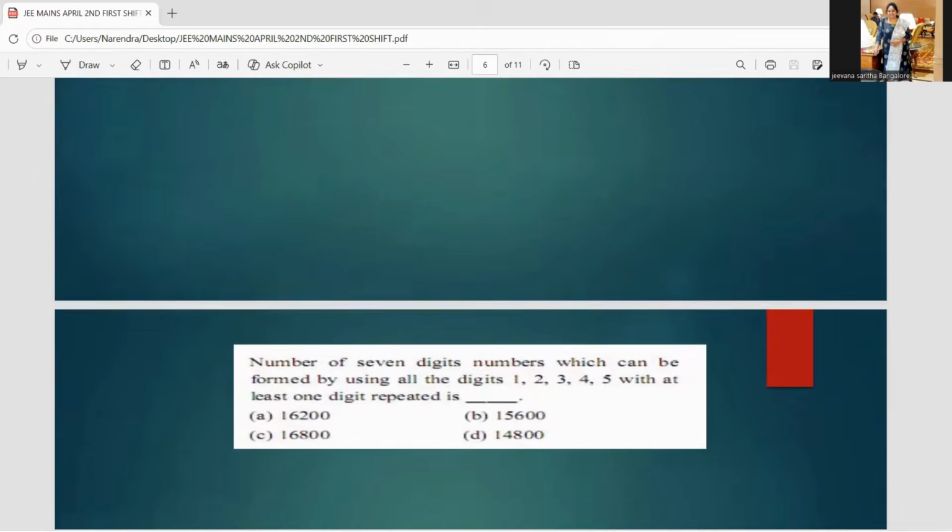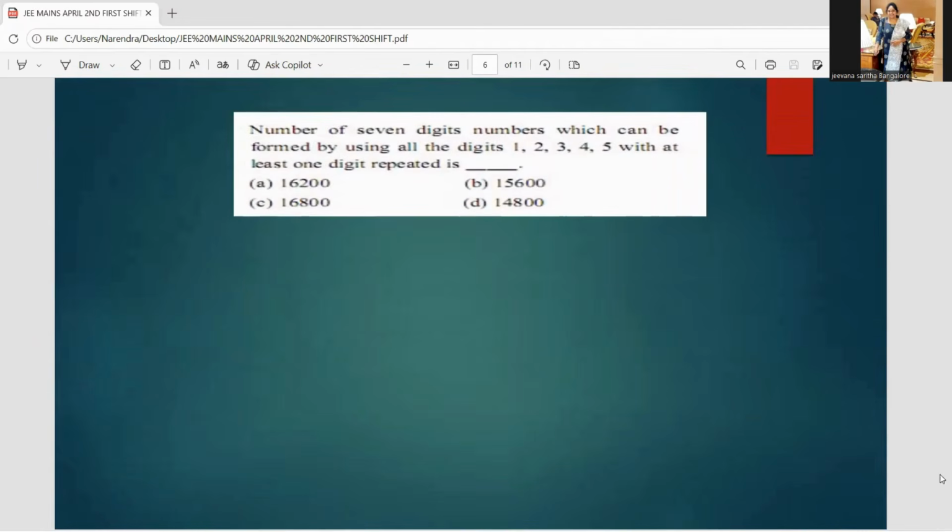And this is a question from permutations and combinations. There is a long way to do it, but then if you can just pause and start thinking about the question to do it in a short way, and read the question. Number of 7-digit numbers which can be formed using all the digits 1, 2, 3, 4, 5 with at least one digit repeated. So we need to form a 7-digit number, and there are two cases.